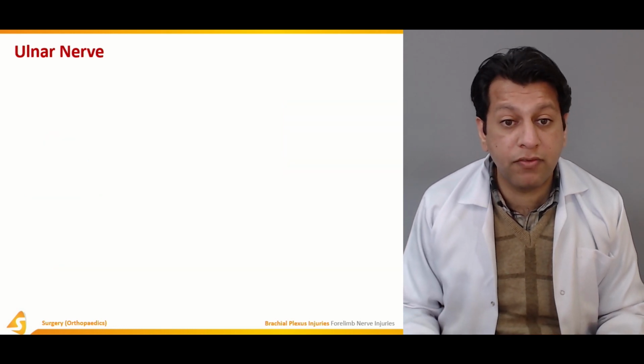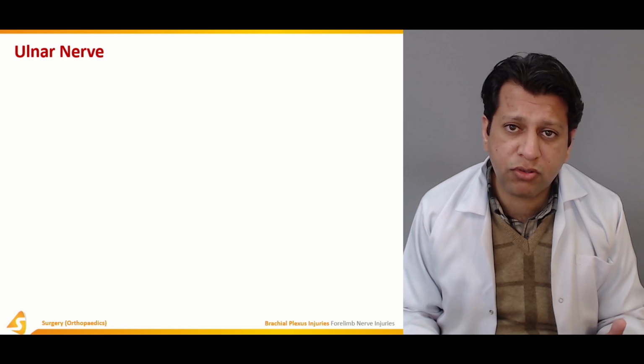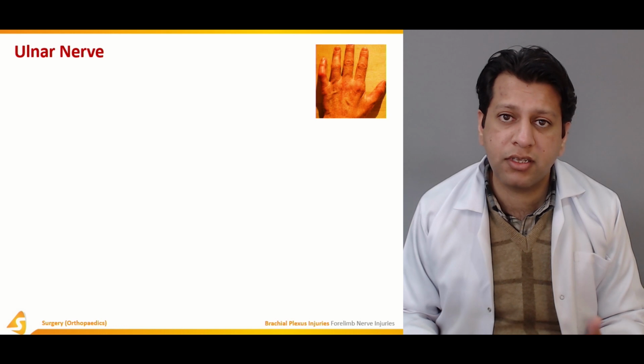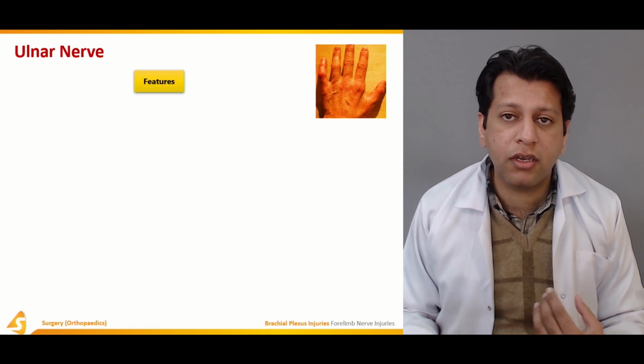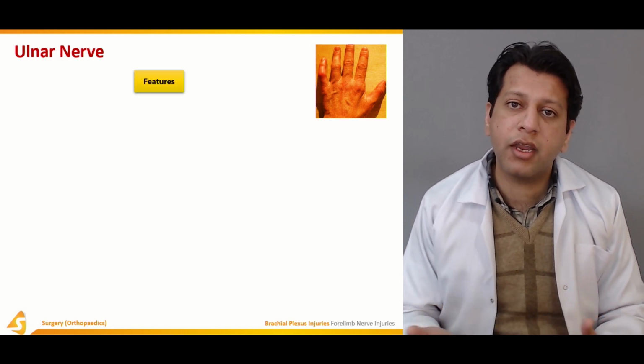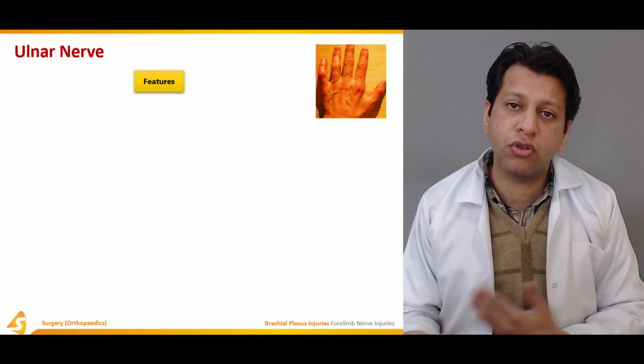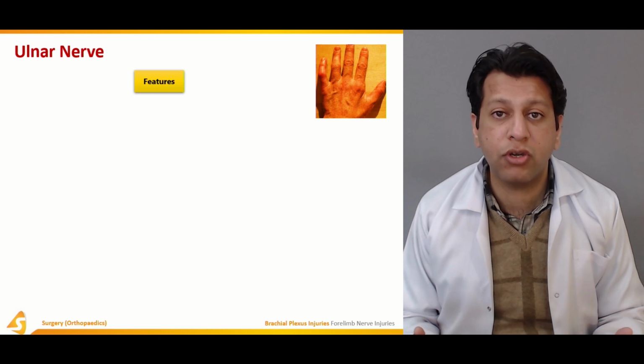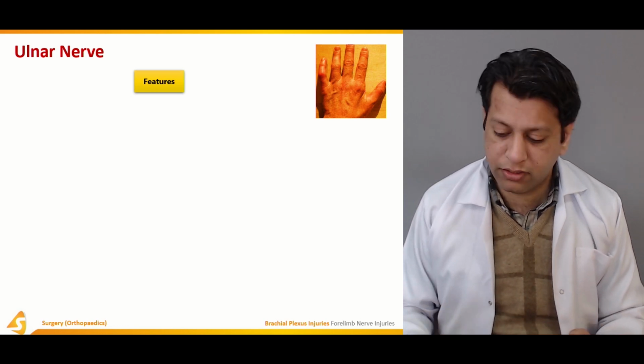Coming to the ulnar nerve. The ulnar nerve is also a branch of the lower half of the brachial plexus, and when it exits, it can either get compressed in the cubital tunnel, leading to cubital tunnel syndrome, or it can get compressed at the wrist level in the Guyon tunnel, leading to Guyon tunnel syndrome.